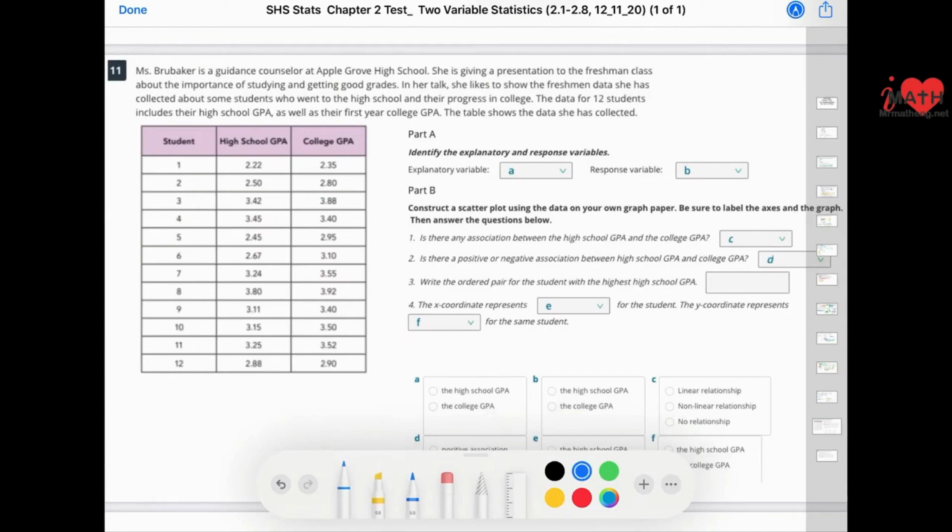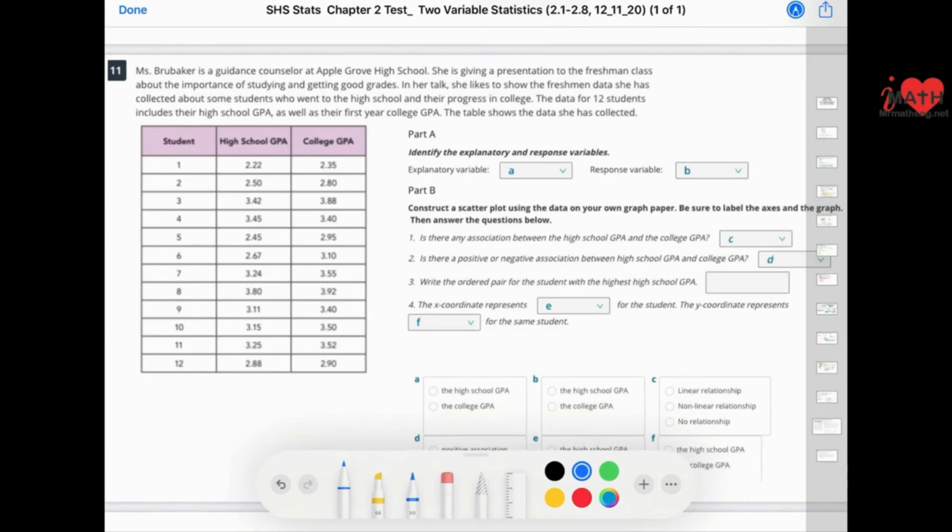Miss Brubaker is a guidance counselor at Apple Grove High School. She is giving a presentation to the freshman class about the importance of studying and getting good grades. In her talk, she likes to show the freshmen data she has collected about some students who went to the high school and their progress in college. The table shows the data for the 12 students and their high school GPAs, as well as their first-year college GPAs.